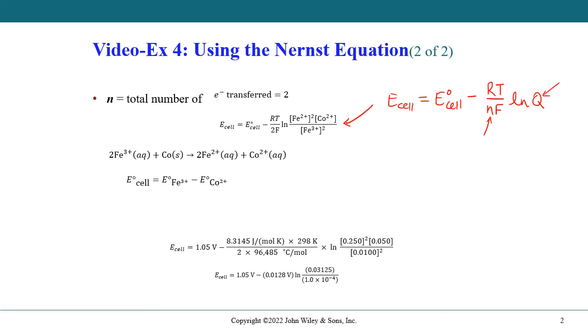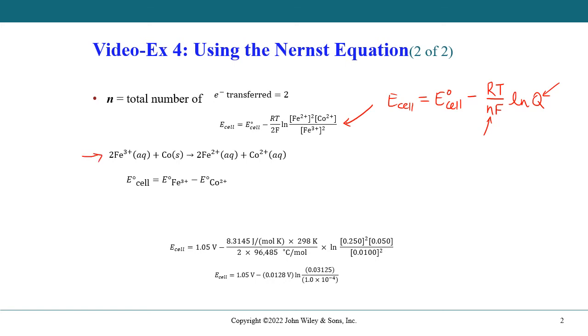All right, we've got some concentrations, and for the equation, we see that we've got the Fe2+ concentration squared, multiplied by the concentration of cobalt, divided by the Fe3+ concentration squared. So that comes from the equation that we had on the previous slide. Actually, it's on this slide as well.